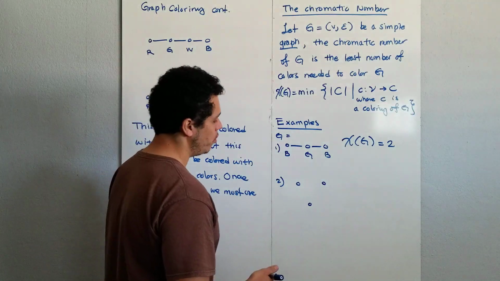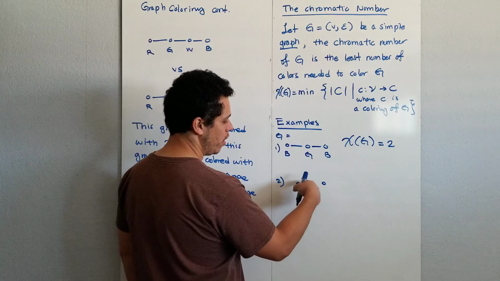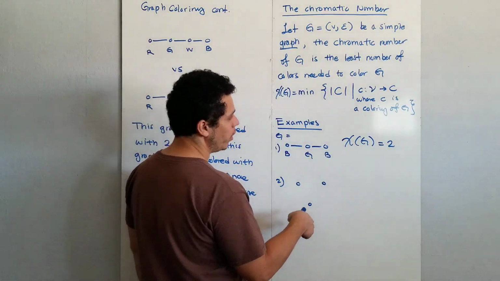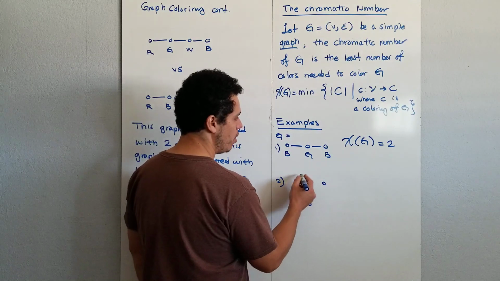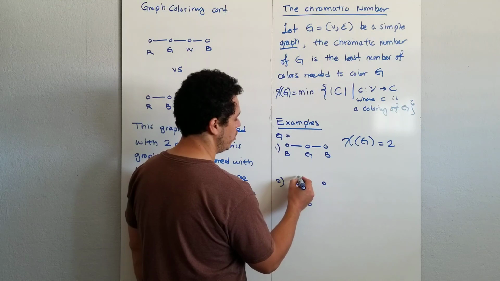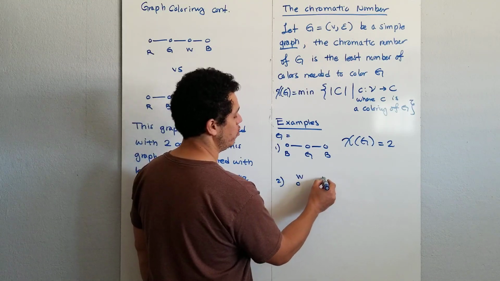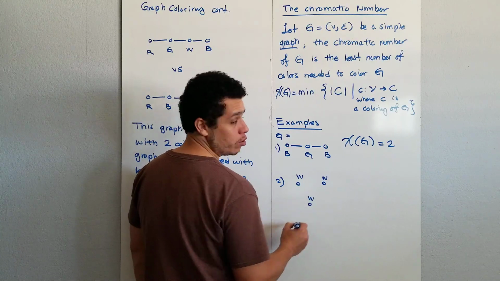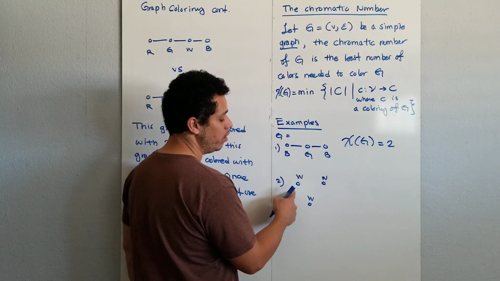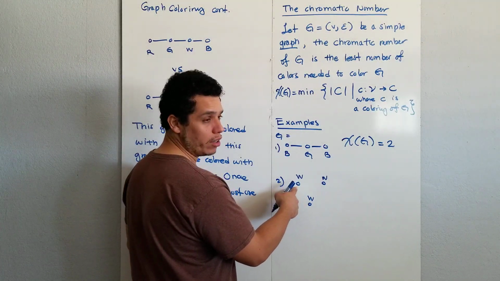Continuing with the examples that we have here, let's take this. I have this graph with three vertices but no edges. Well, for this one, I may as well just take the following coloring scheme. So I'll set this to be white, this to be white, and this to be white.